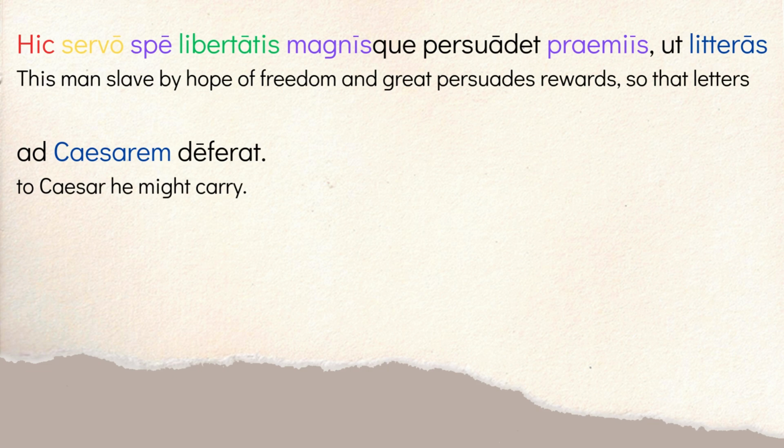So the Nervian, Vertigo, is taking one of his Gallic slaves, and he says, hey, I'm going to give you freedom. I'm going to give you great rewards if you carry the letter to Caesar. So this is like the last ditch effort to get a letter to Caesar. But the interesting thing here is this is not a Roman, it's a Gallic slave. So it's someone who would kind of blend in with the Nervi, which is kind of what we're going for here.